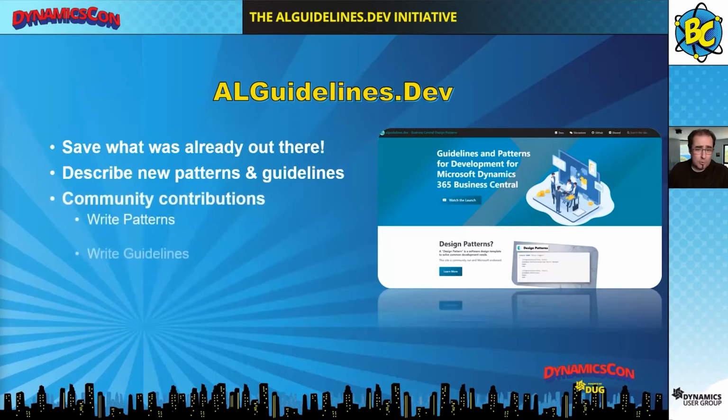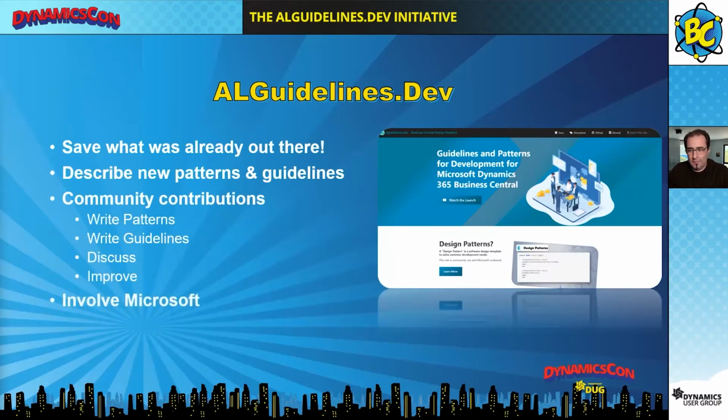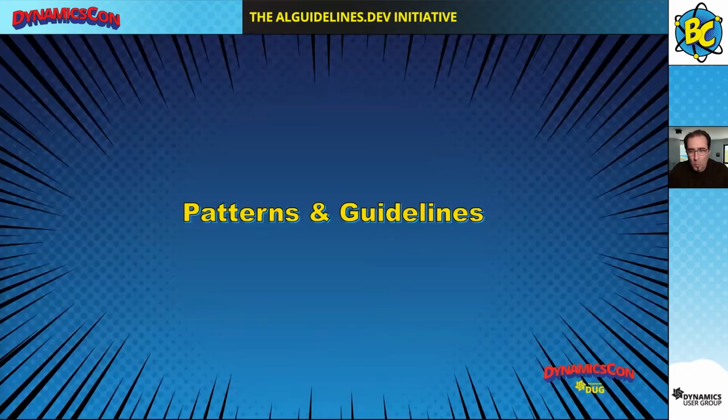We need to enable community contributions. There's a plan for that. There's GitHub, so we need to let the community improve already existing guidelines, or comment on them in a discussion forum, or write patterns or guidelines themselves. And the involvement of Microsoft, that's something that I value a lot. You have heard me mentioning patterns and guidelines quite a lot. What do I mean by that?